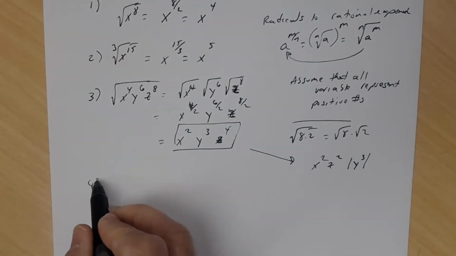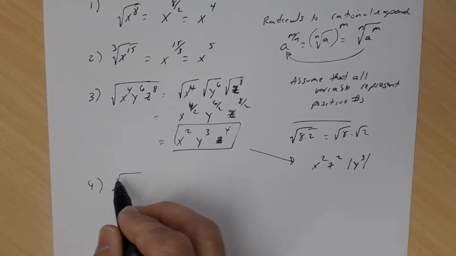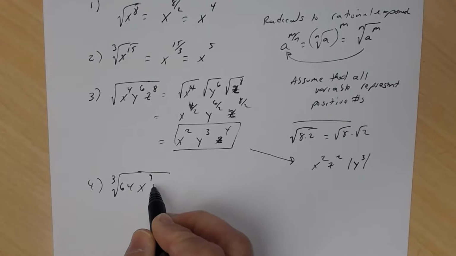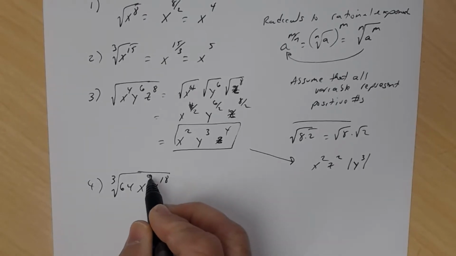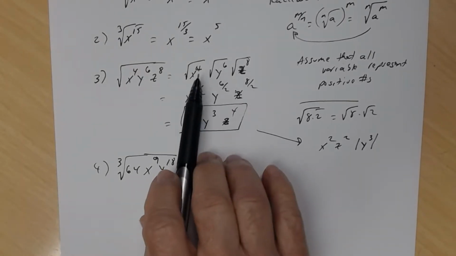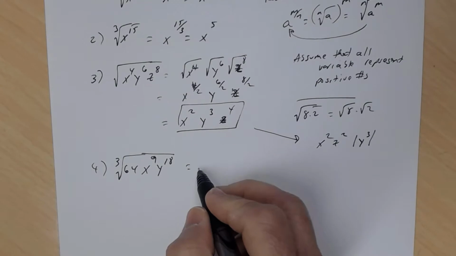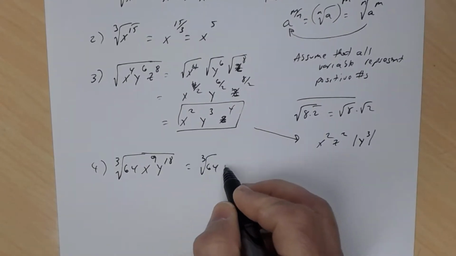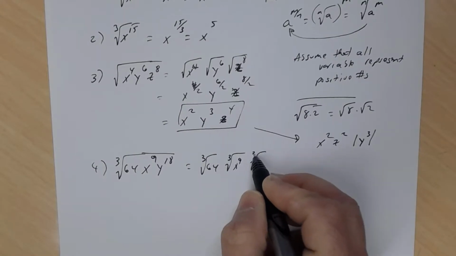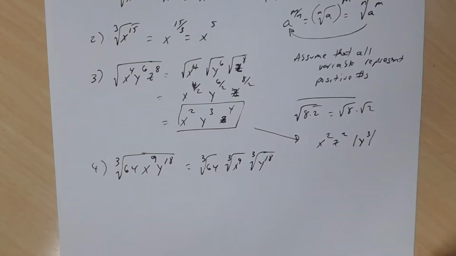Okay, number 4. Suppose I had the cube root of 64 x to the 9th y to the 18th. So again, if you need to split it apart, you can. So it'll be the cube root of 64 times the cube root of x to the 9th times the cube root of y to the 18th.